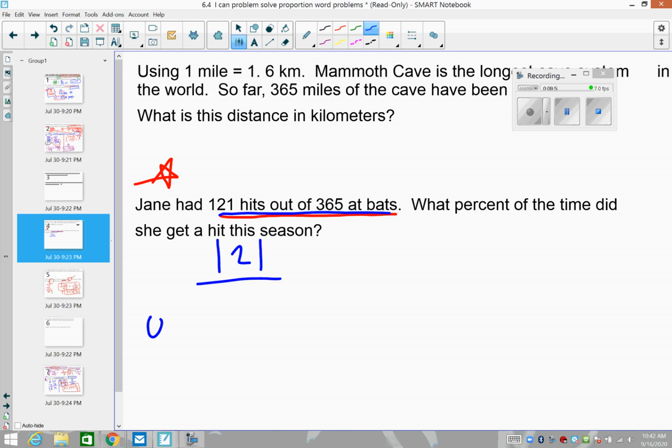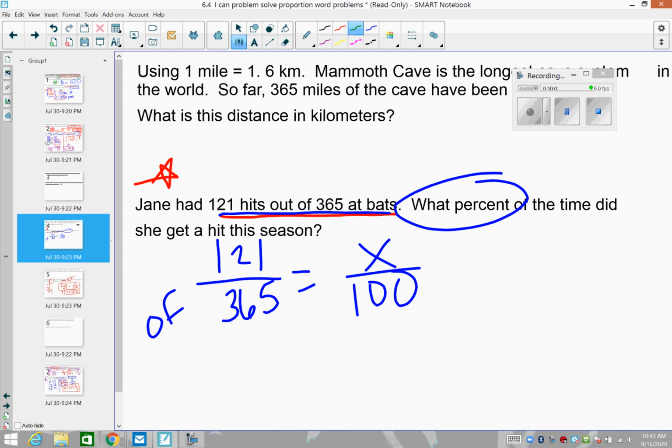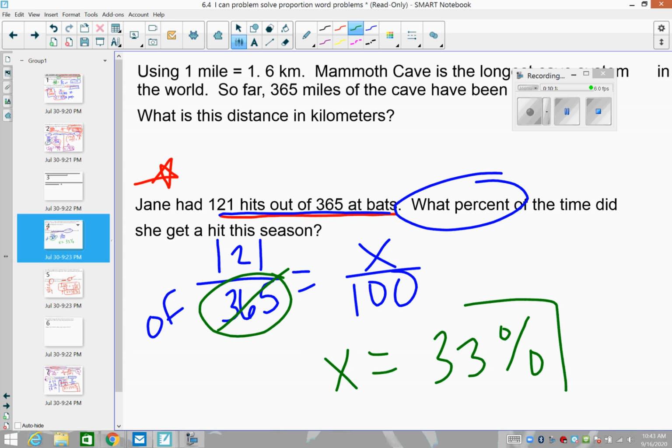121 out of 365. What percent? We need to make that out of 100. It's not out of 100 right now, so we have to make it out of 100. We take cross products to solve. We want to know what percent batting. So that means 33% of the time Jane gets on base with an actual hit. Just because you get on base doesn't mean it's statistically a hit. There could be an error made, or you could have forced somebody out.